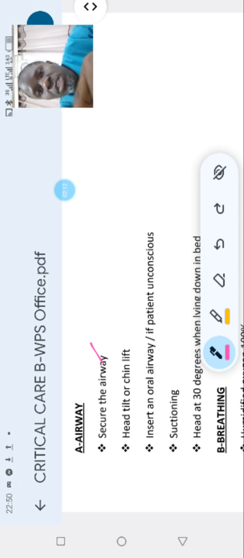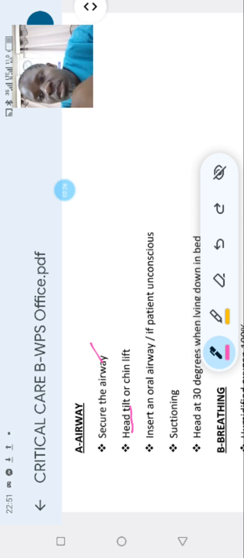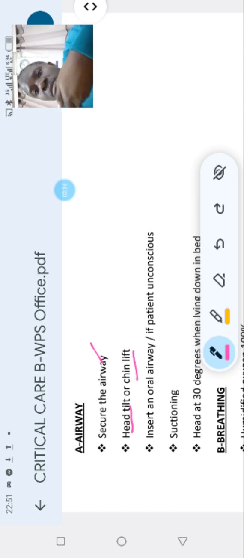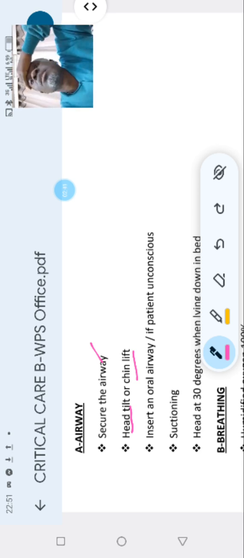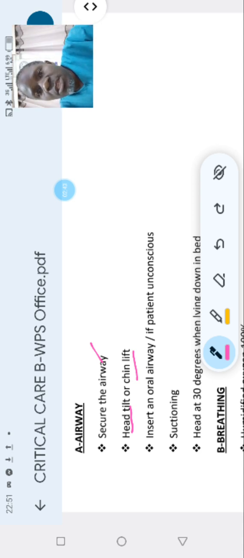Then what do we do to secure this airway? You'd find that most people would say, let's do what we call a head tilt, which will help to make sure that the airway is patent or clear. Another technique we can do is a chin lift. For the chin lift, you just lift the chin so that the airway is clear. For the head tilt, you put your hand here on the patient, then you tilt the head just like that. So that's what we do with those techniques.